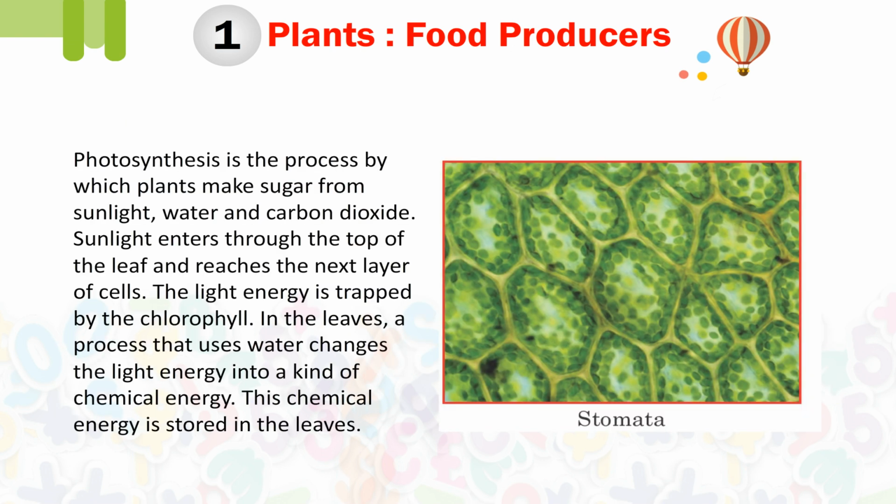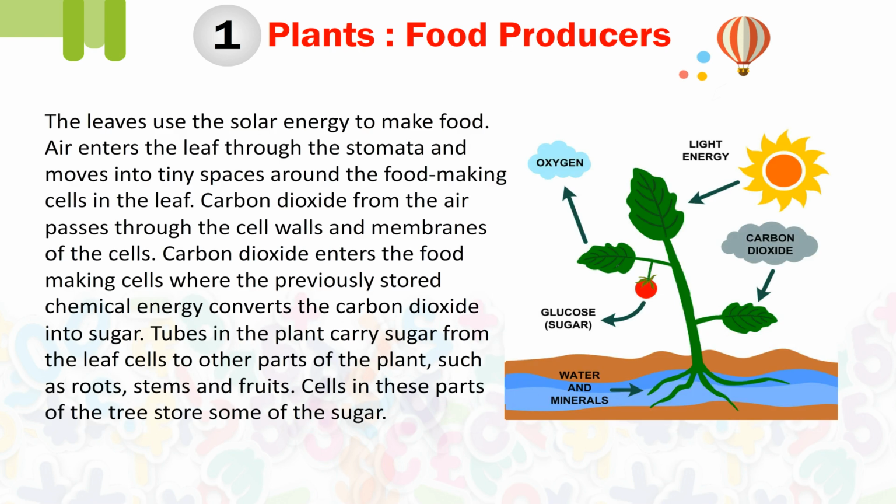Photosynthesis is the process by which plants make sugar from sunlight, water and carbon dioxide. Sunlight enters through the top of the leaf and reaches the next layer of cells. The light energy is trapped by the chlorophyll. In the leaves, a process that uses water changes the light energy into a kind of chemical energy. This chemical energy is stored in the leaves. The leaves use the solar energy to make food.